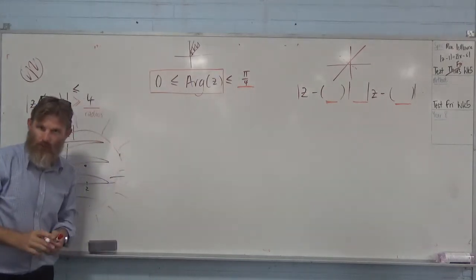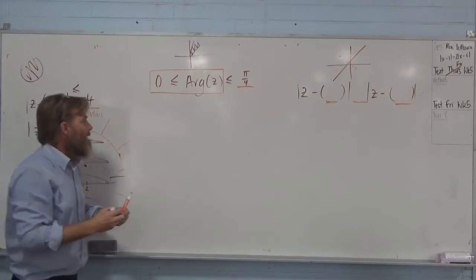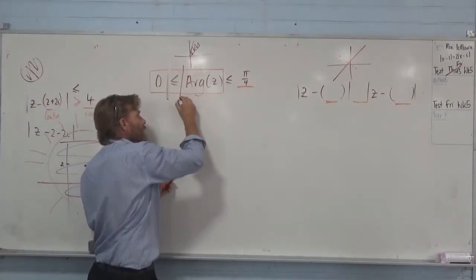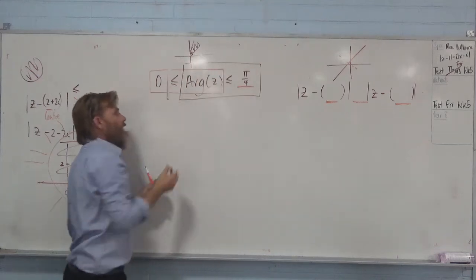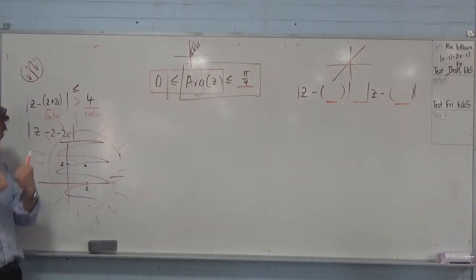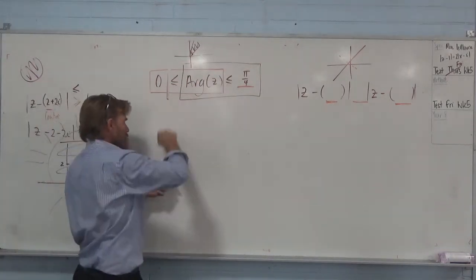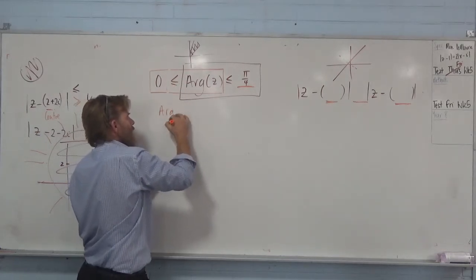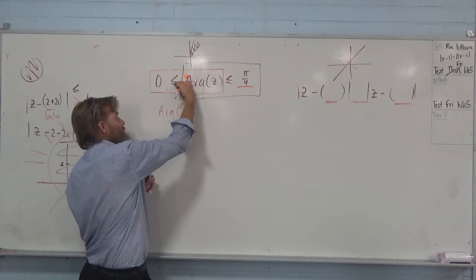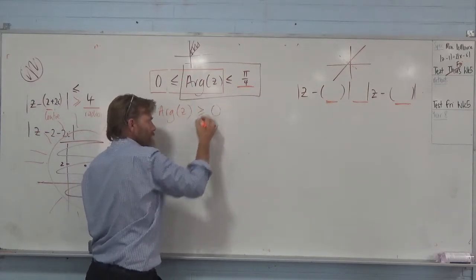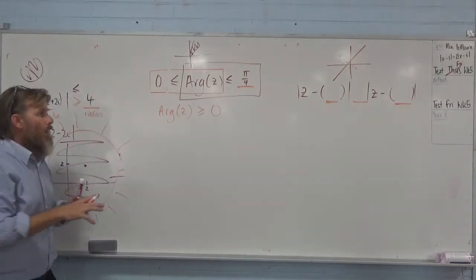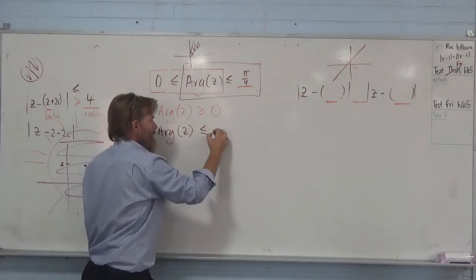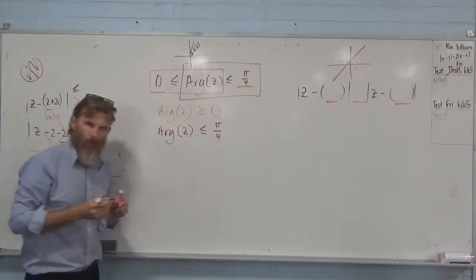There's your first equation. You want to read that one. And then you also want to read this one. They're the two equations you need to see in it. So reading the orange one, follow the color coding, we want to find where the argument of z is greater than or equal to 0. And then the other one is where the argument of z is less than or equal to pi on 4.